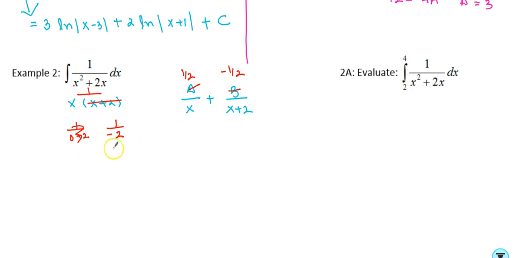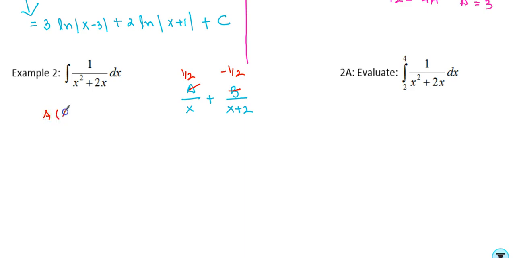If you are not convinced, let's do the original way we did up here. I'm going to show you the original way if you did not understand what I did here. We call it the finger method. The finger method means you hide a factor, and whatever is left, you substitute the value. So let's do the original way we did it.